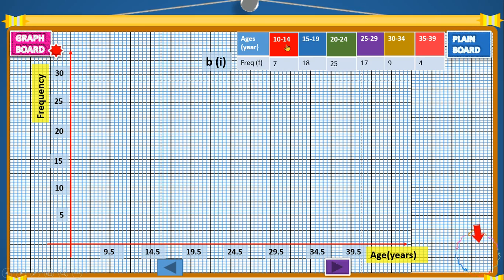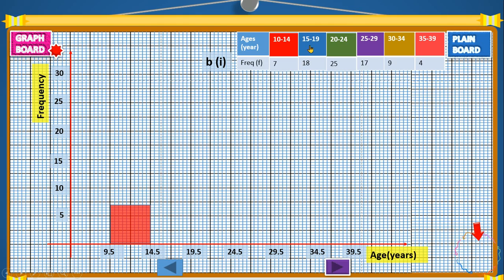For the first class, class 10 to 14, the class boundaries are 9.5 to 14.5. So we have 9.5 here to 14.5 at this point. And the total number of people in that club belonging to this particular class is 7. So now this is 5. 2 small squares is 6. The next 2 small squares will be 7 at this point. So that gives us the histogram.